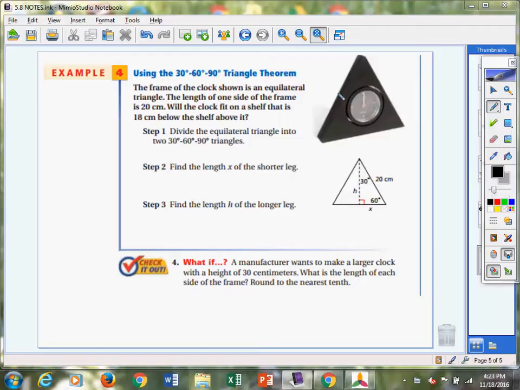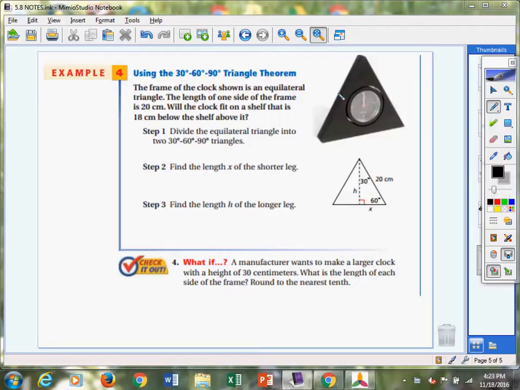All right, the frame of the clock shown is an equilateral triangle. And so we know what equilateral means. It means all the sides are equal. The length of one side of the frame is 20 centimeters. Will the clock fit on a shelf that is 18 centimeters below the shelf above it?